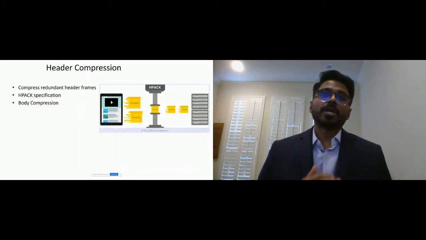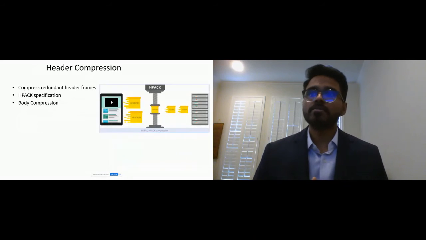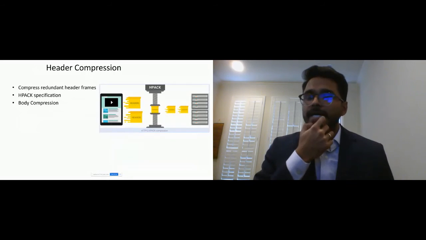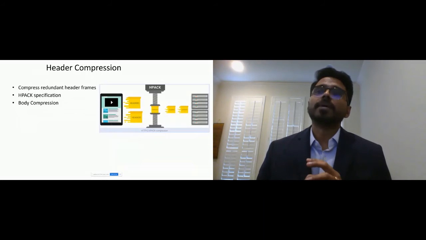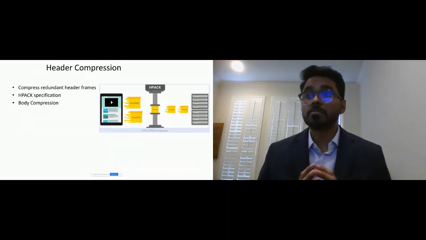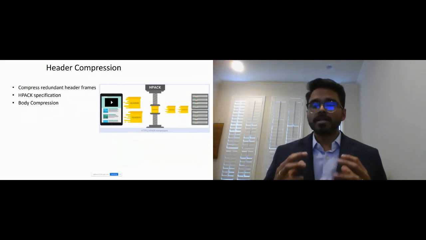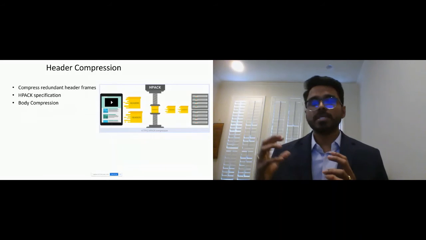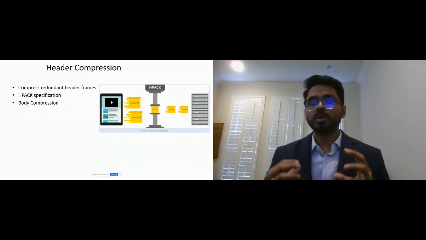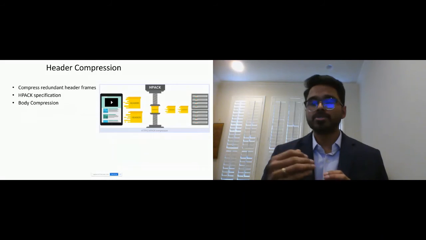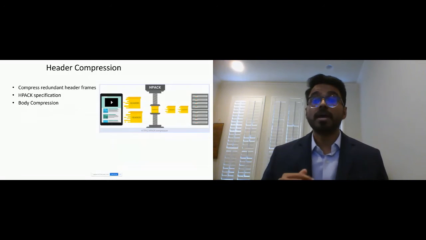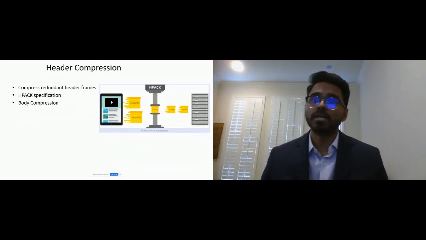And header compression. Okay, roll back a little bit. In HTTP 1.1, we were able to compress the bodies, in the sense the content that was being sent as part of the response. That was introduced as part of HTTP 1.1. Now you can also compress the headers as well. Both the request and the response have headers. Now we are able to compress them.